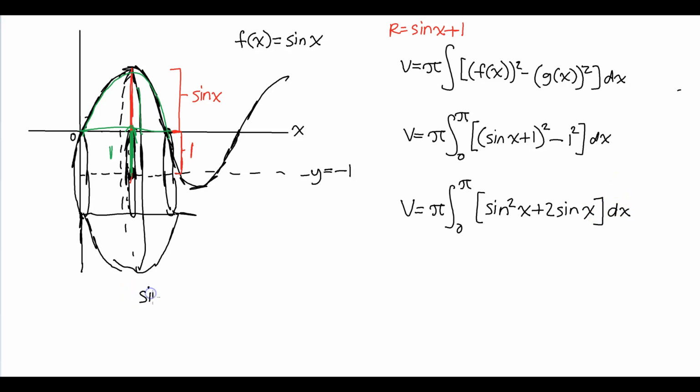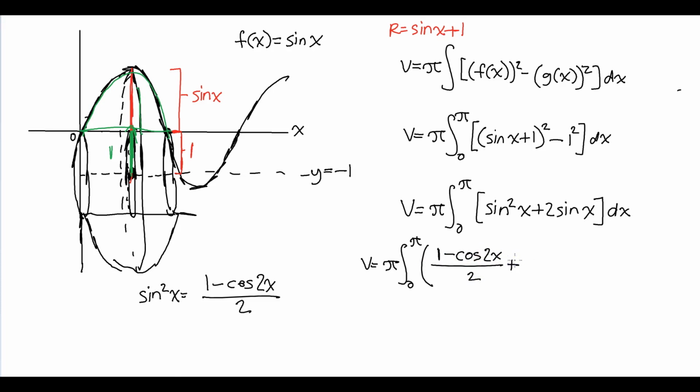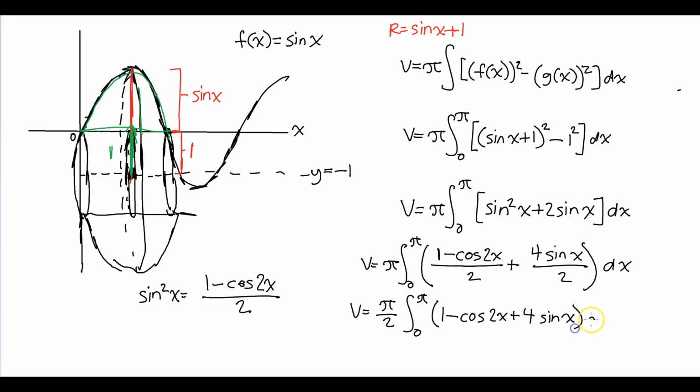Now, using the trig identity we discussed last time, we can rewrite the integral with sine squared x as 1 minus cosine 2x over 2. And let's have the 2 sine x also have a denominator of 2, so 4 sine x over 2, dx. Now if we bring out that denominator, we have volume equals pi over 2 times the integral from 0 to pi of 1 minus cosine 2x plus 4 sine of x dx.